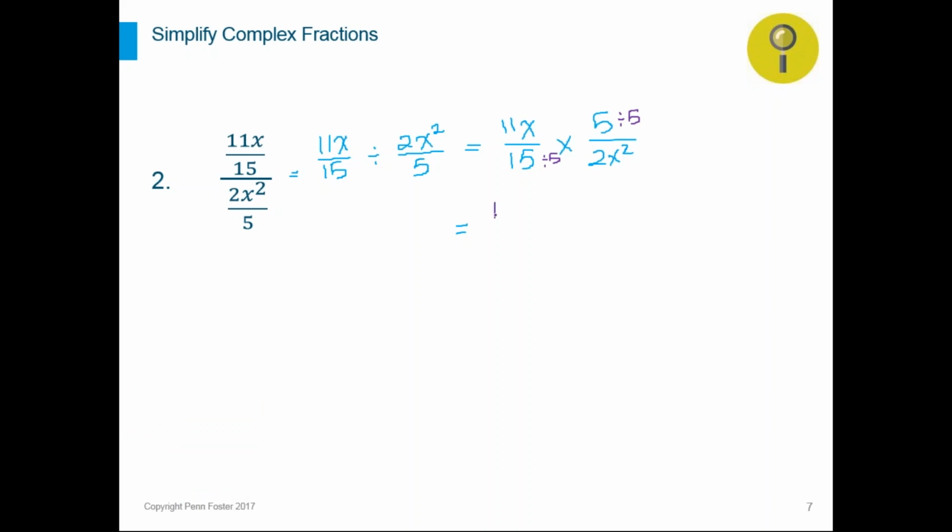So far, we're going to have 11x over 3 times 1 over 2x squared. The 2 and 11, nothing common. 2 and 1, nothing. 11 and 3, nothing. And 3 and 1, nothing. But the variables, I see x and x squared.